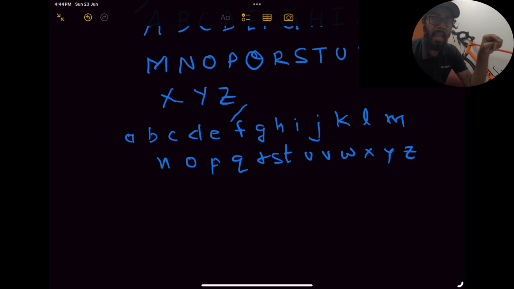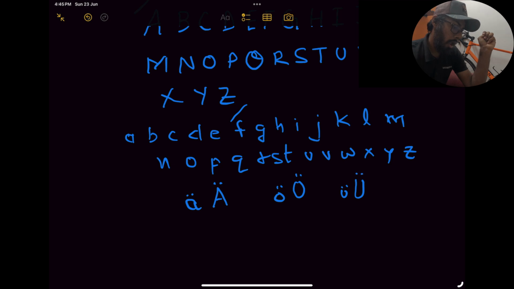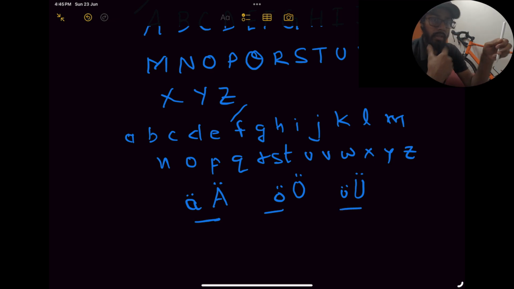So these are Ä, Ö, Ü, in small and caps. One is this Ä, this is A with 2 umlauts on the top of it, and in the caps you can write something like this. Then you have Ö and Ü. So the Ä is more like A only.